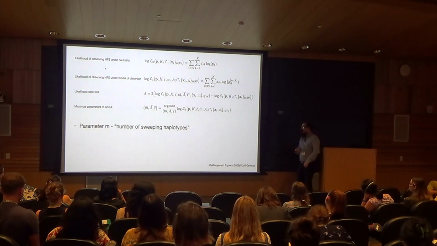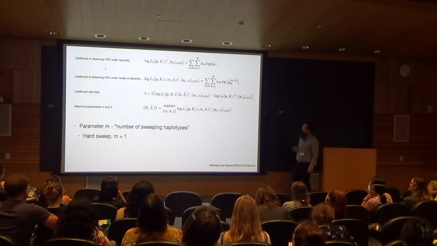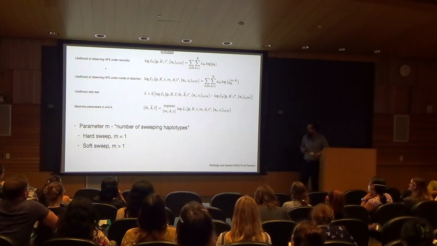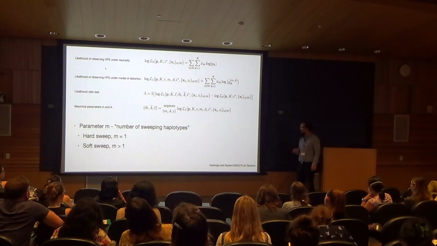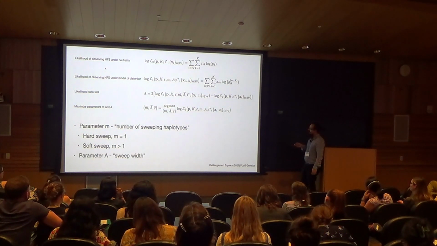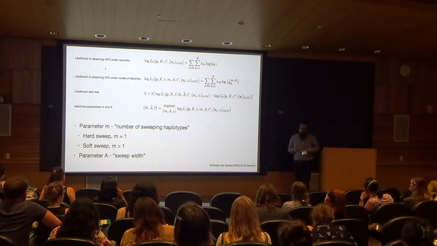Well, I guess I just explained this. So if we get an M equals 1, that would suggest a hard sweep. If we get an M greater than 1, this suggests a soft sweep. And then, as I said before, this parameter A is kind of, in a sense, related to the sweep width.